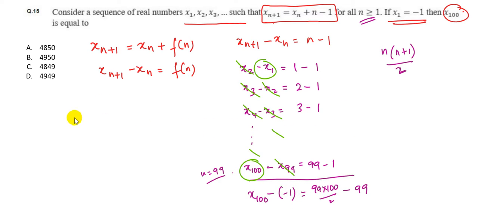So from here, x100 will be equal to, you take 99 common, so 99 into 100 by 2, that's 50, minus 1 into 49, and then you have plus 1 which goes to the other side, minus 1. So this becomes 99 times 49, which is 4851, minus 1 is 4850.